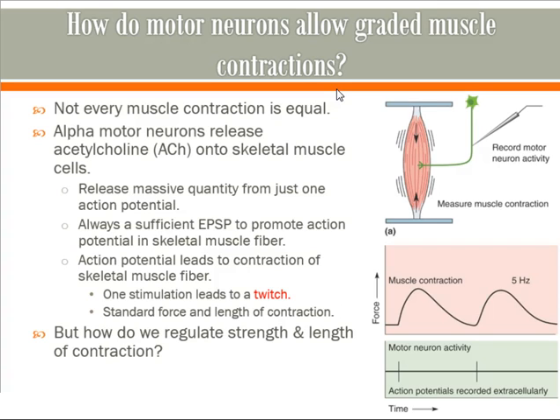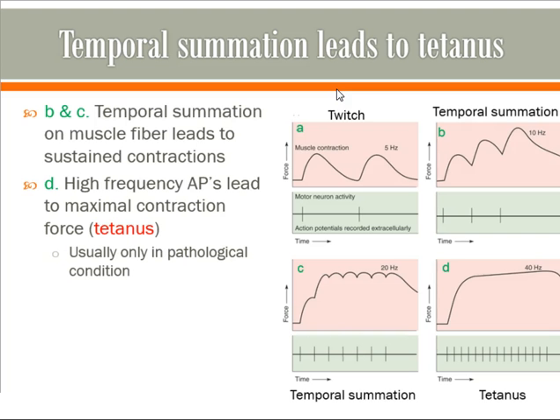So how are we going to regulate that? One of the ways that is probably immediately apparent is you could say, well, if I wanted to not just have individual twitches, I could stimulate before we completely relax. Here we're waiting until we're totally relaxed before we stimulate again. So what happens if I stimulate more frequently?